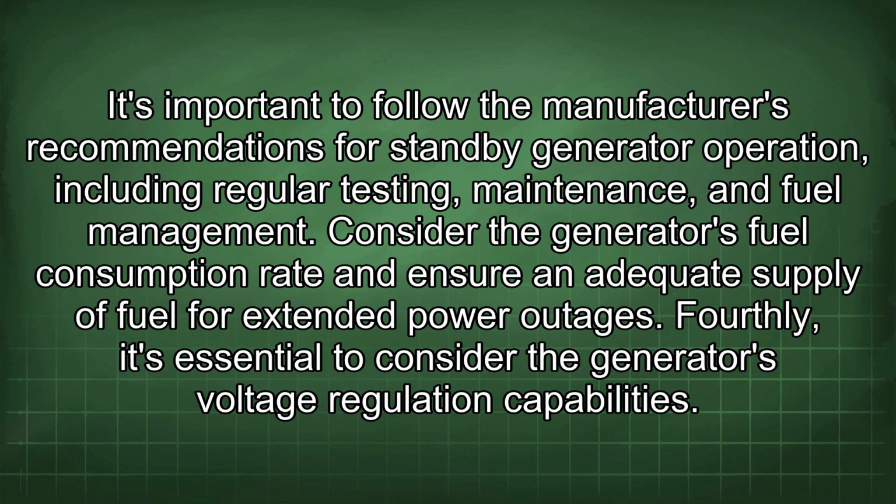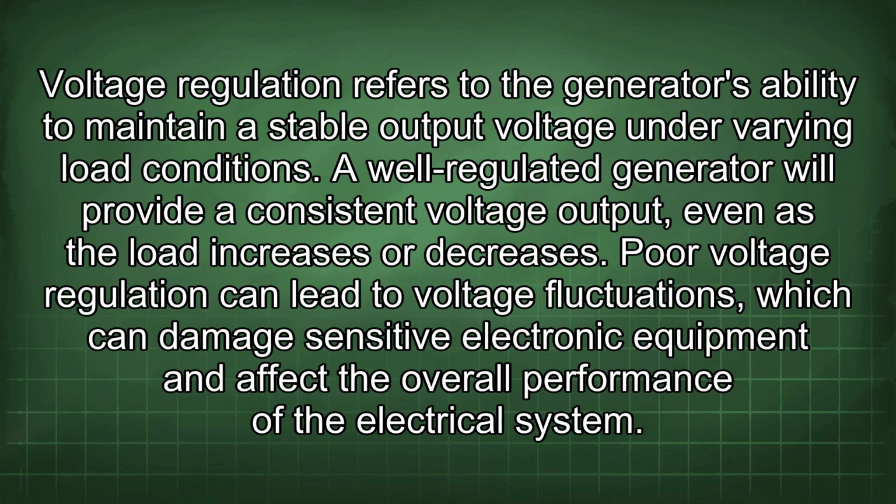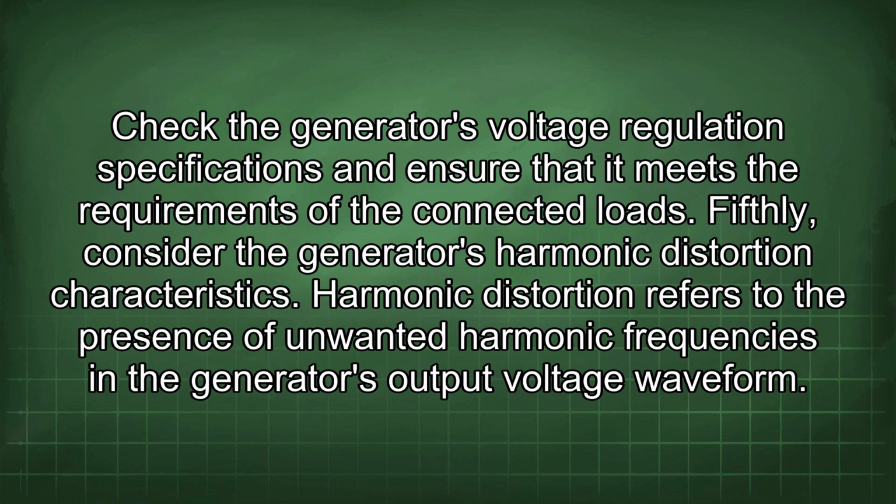Fourthly, it's essential to consider the generator's voltage regulation capabilities. Voltage regulation refers to the generator's ability to maintain a stable output voltage under varying load conditions. A well-regulated generator will provide a consistent voltage output, even as the load increases or decreases. Poor voltage regulation can lead to voltage fluctuations, which can damage sensitive electronic equipment and affect the overall performance of the electrical system. Check the generator's voltage regulation specifications and ensure that it meets the requirements of the connected loads.